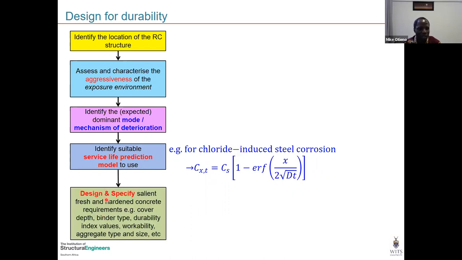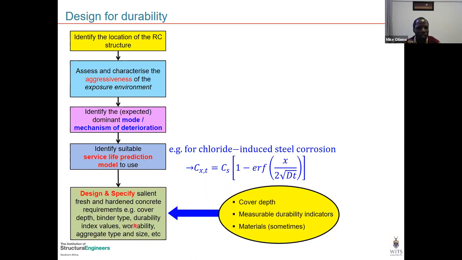And based on that, you can then design and specify both the fresh and hardened concrete properties, not only durability in this case, but we are talking about other concrete requirements. We need to think about cover depth, measurable durability index parameters, and sometimes you need to specify materials, which is what we are doing now in a hybrid approach.